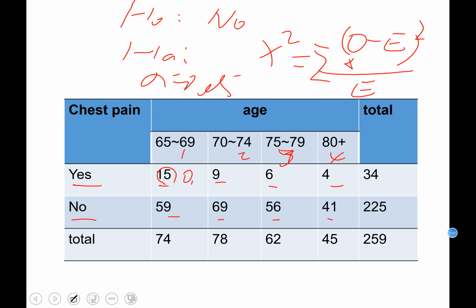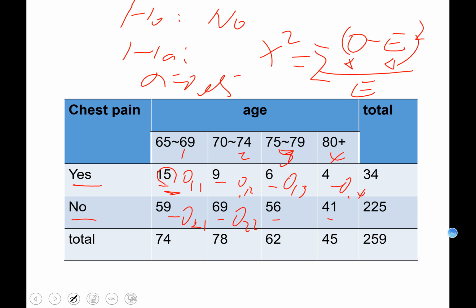So this is O1, this is O2, but most often we say that this number is listed in the first row and first column, so we call it O11. And this one is O12 in the first row and the second column. So this one is O13 and O14, and this one is O21, O22. So that is O. And what's the meaning of E?